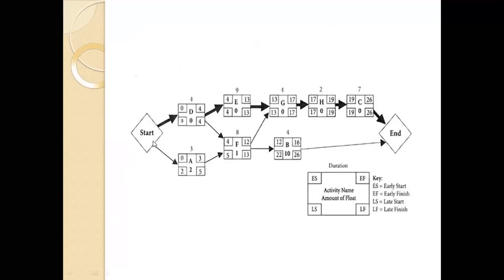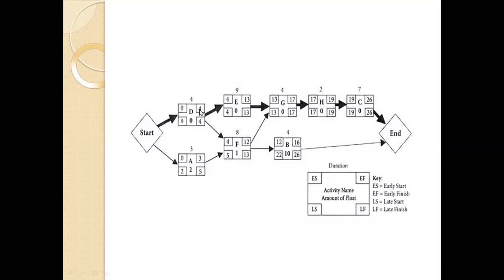Suppose this is the start and these are the activities A, D, E, F, G, B, H, C, O. This is the first activity, and its duration is 4 days. 0 represents the earliest start. You can start from 0 because this is the first activity, so the earliest start is 0 and the earliest finish is 4, because 4 days are required to complete that activity.